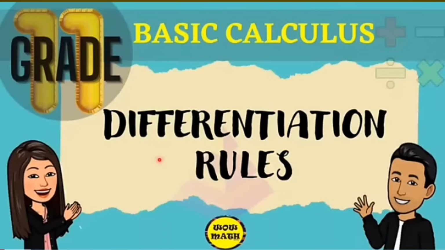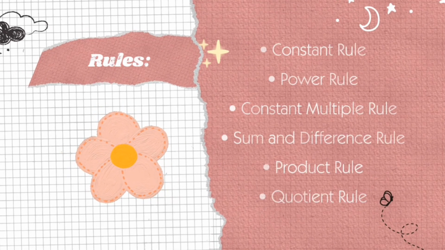Differentiation is a fundamental concept in calculus that deals with finding the rate at which a function changes. It determines the derivative of a function, which represents the slope of the tangent line at any given point. In differentiation, we have 6 types of rules. First is the constant rule, power rule, constant multiple rule, sum and difference rule, product rule, and the quotient rule.